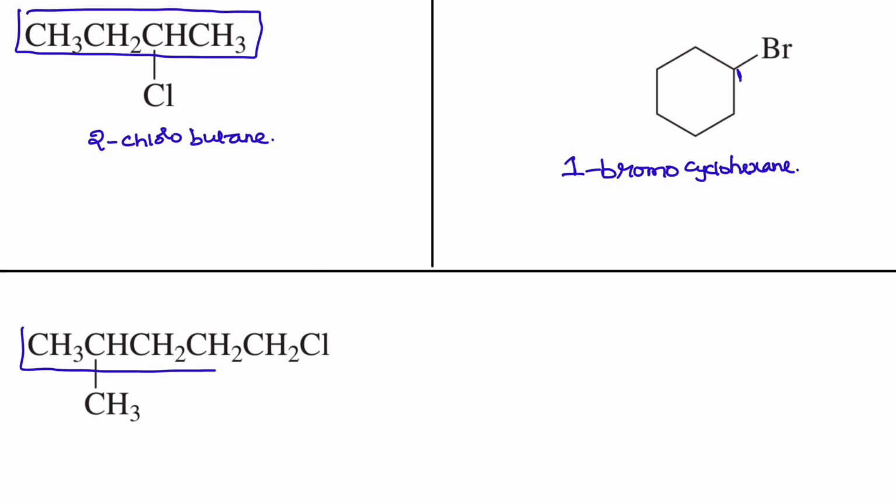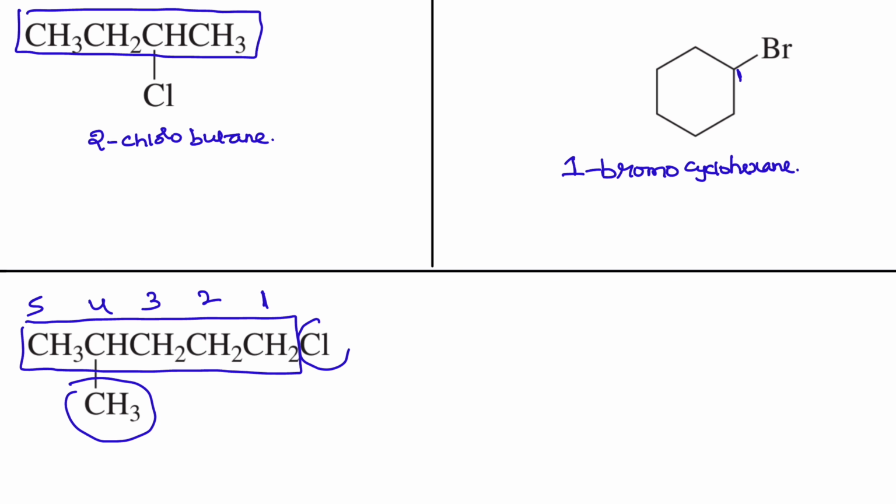And here, this is the longest chain. Numbering should be from the right side. You think why numbering is from the right side? And this is one branch. Methyl spelling begins with M. Chlorine spelling begins with C. So the name of this compound is ultimately 1-chloro-4-methylpentane.